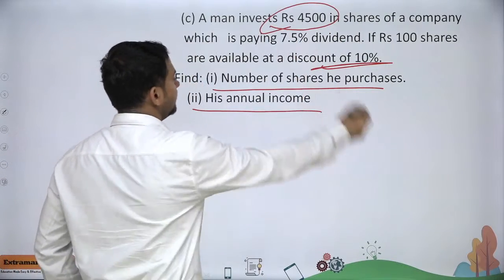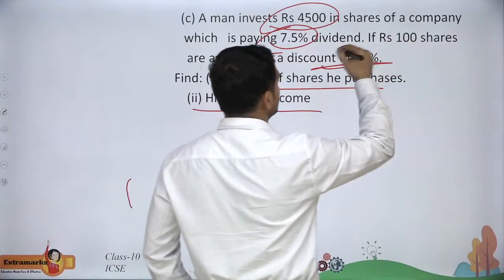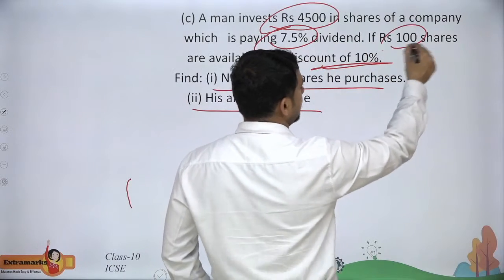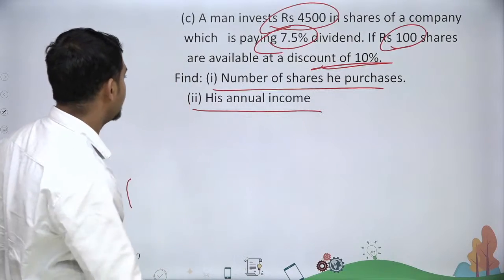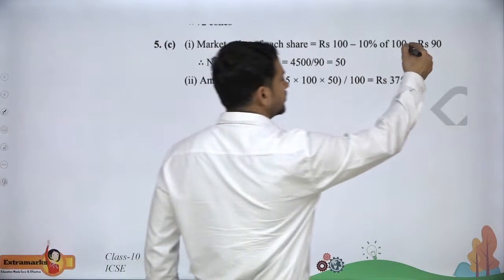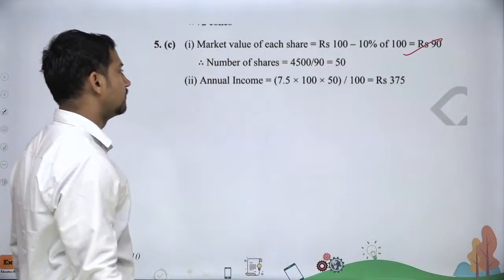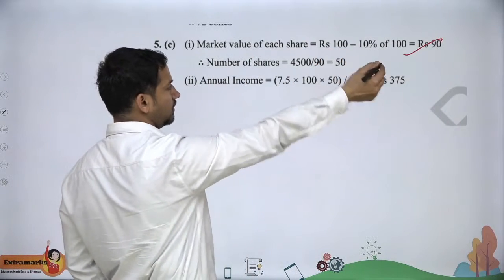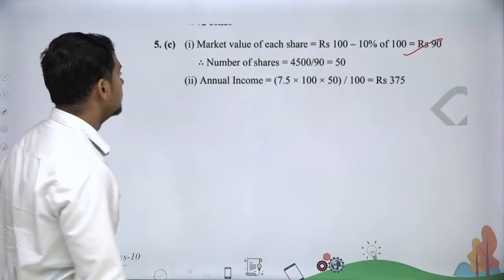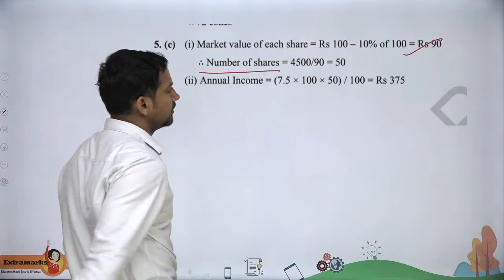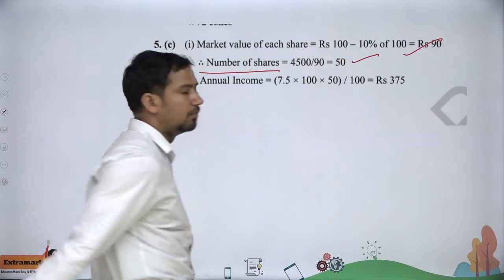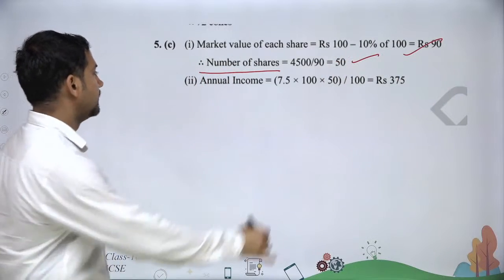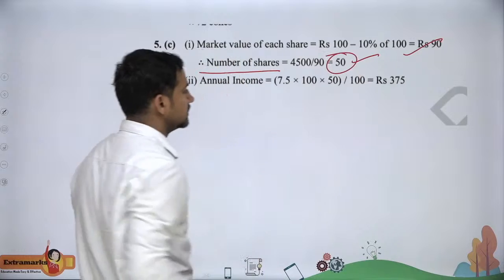The dividend is 7.5, and for 100 rupees with a discount of 10%, the share should be 90. Because we know that a 10% discount on 100 means each share is 90 rupees. So the number of shares is 4500 divided by 90, and we get 50 shares. So he will get 50 shares.